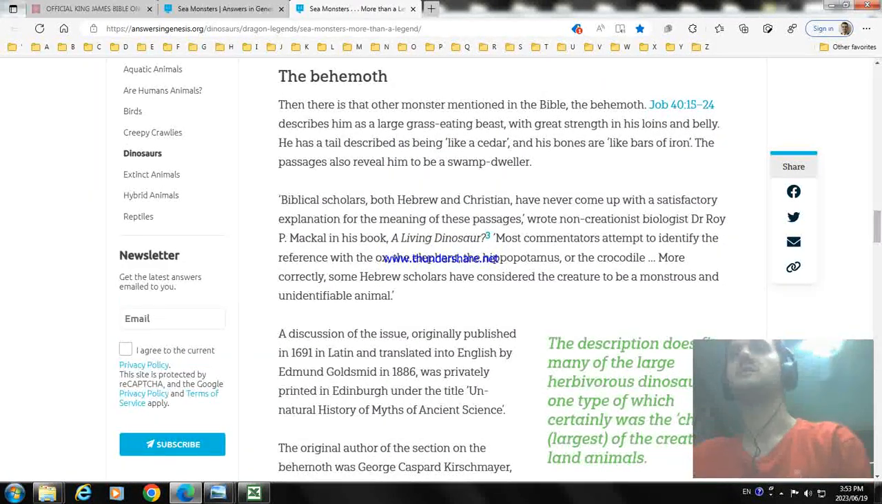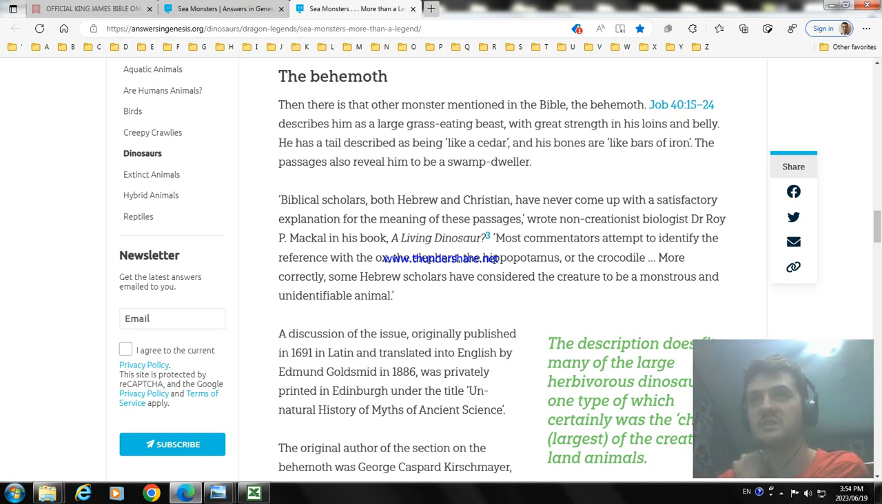The behemoth. There's another monster mentioned in the Bible, the behemoth. It is described as a large grass-eating beast of strange ability, whose tail is described as being as long as a cedar. His bones are bars of iron. The passages reveal him as a swamp dweller.